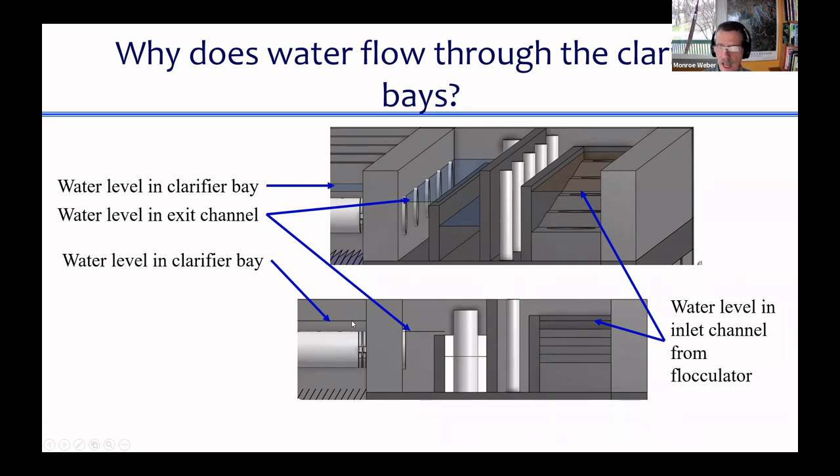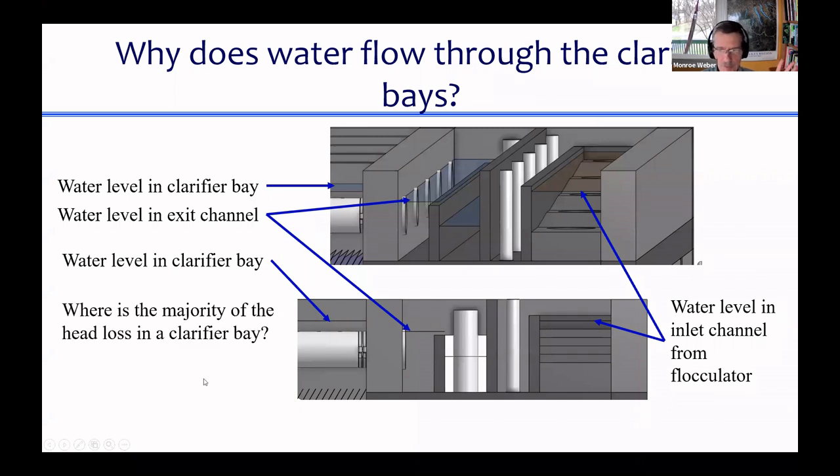And then ultimately it goes out through the outlet manifold and goes to this outlet channel. And we see, oh, there's a big change in elevation. Well, a small, like 5 centimeter change in elevation between the water level in the clarifier bay and what it is in this outlet channel.